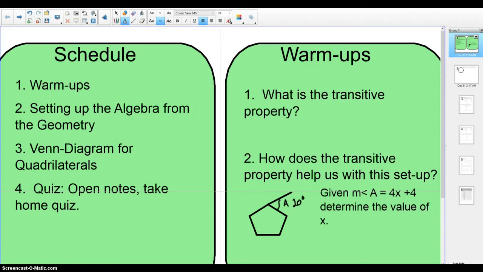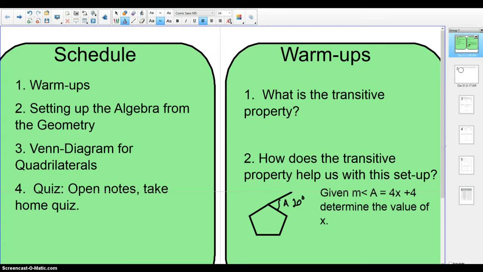Given what happened yesterday and how far people got and how they were feeling about the material that we covered, the quiz today is going to be a take-home quiz as well as open notes. I don't want people to be stressing out about this being a hard quiz or feeling like they're in a time crunch because they're not familiar with the material.